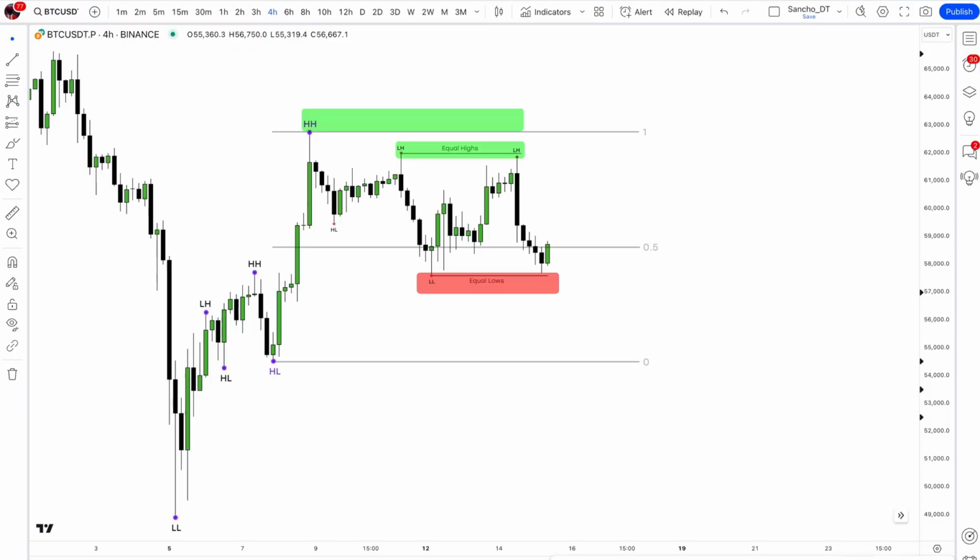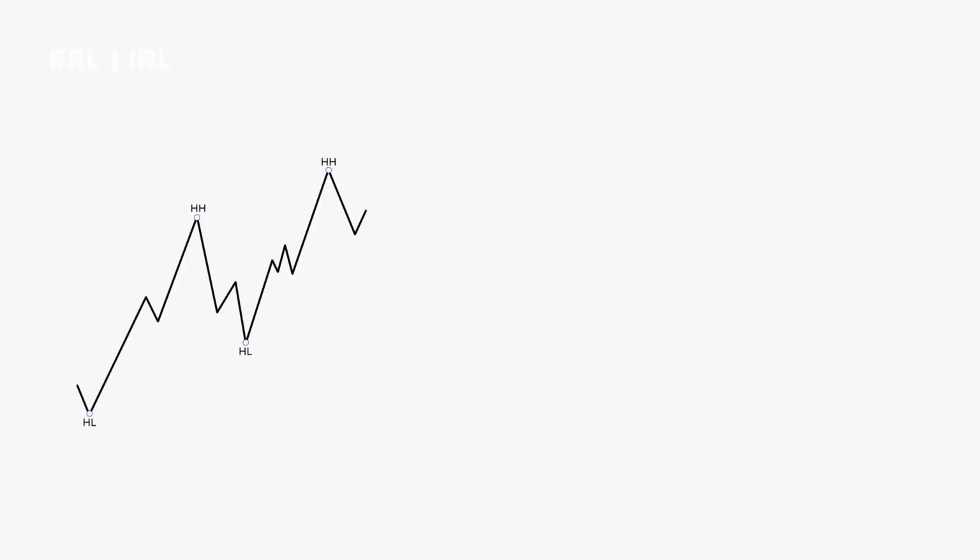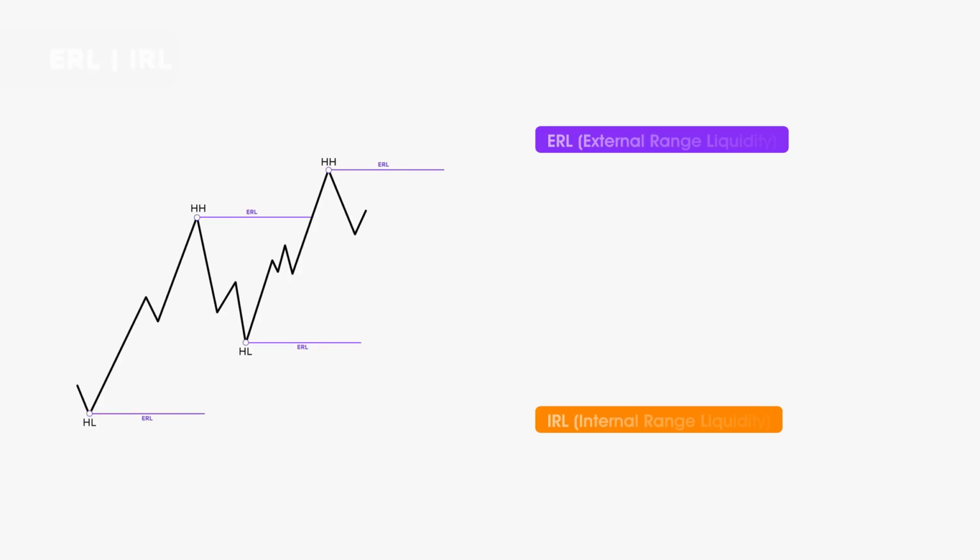To better understand this dynamic, you need to study the concept of internal and external liquidity. This will give you a clear understanding of how and why the price moves. Understanding these processes is key to stable and profitable trading. Consider a classic uptrend. Its key elements denote areas of external liquidity accumulation, while internal liquidity includes all swings between the current higher low and higher high.